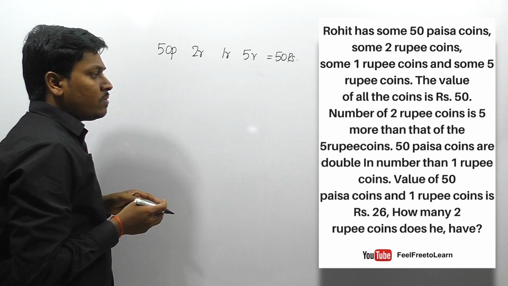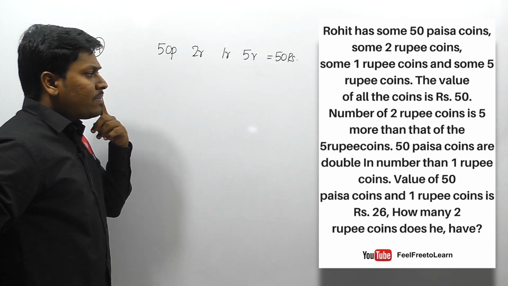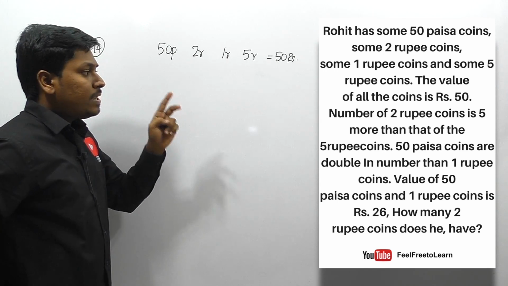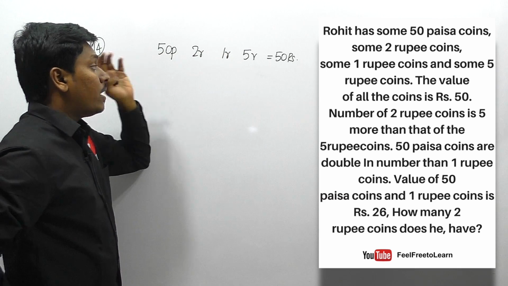But our target is to find how many 2 rupee coins the person Rohit has, and they have given some important data: the value of all the coins will be 50. The number of 2 rupee coins is 5 more than that of 5 rupee coins, right?